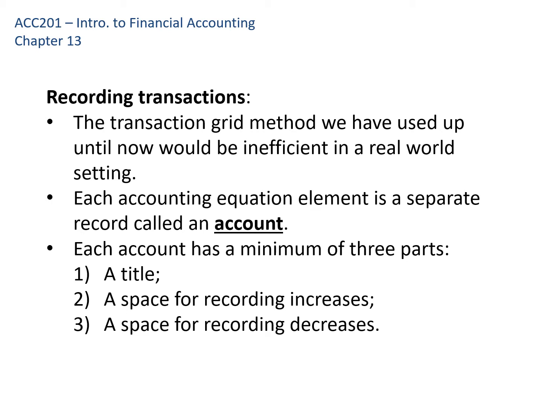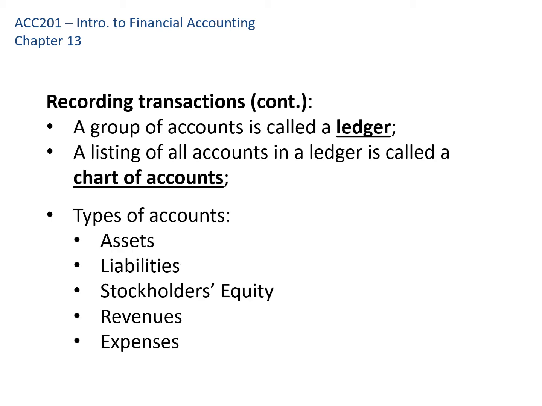And for every account that we have in a company, there's going to be three parts to it. One, a title, like the titles I just mentioned. And then there's going to be a space where we can record increases and a space where we can record decreases. So when we take all of the accounts together, we call it a ledger or a general ledger. So think of it as like a 3-ring binder where each page in the binder is a different account. I'll have a page where I keep track of cash, a page where I keep track of accounts receivable, increases and decreases, a page for inventory and so forth. That binder is called a ledger.